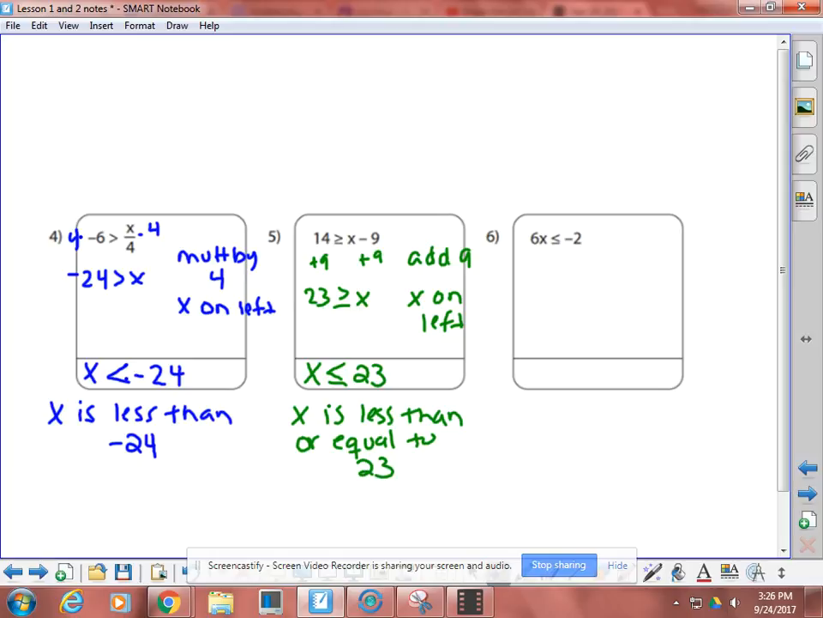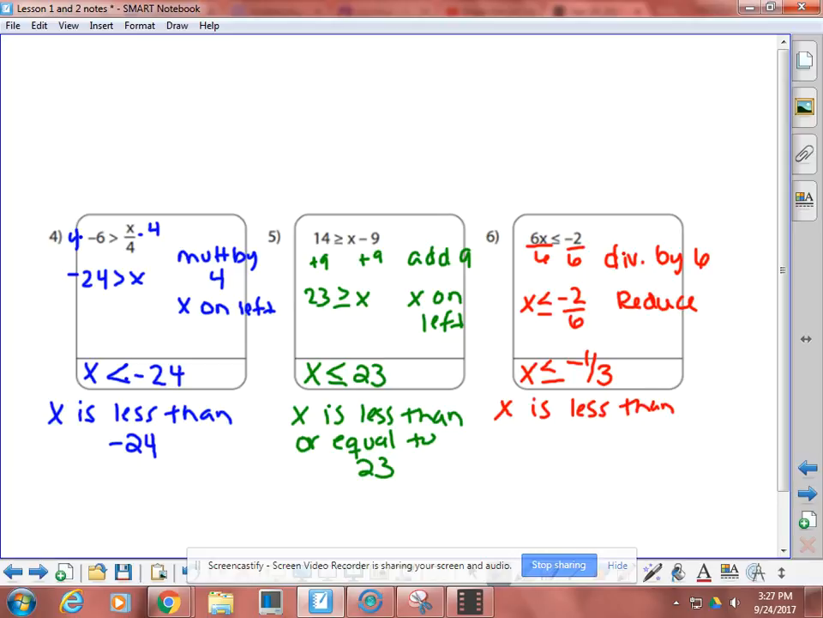All right, so then our last one here, we want to divide by 6. Okay, so we get x is less than or equal to negative 2 over 6, and then we want to reduce. So when we reduce, we get x is less than or equal to negative 1/3 as our answer. And that's it.